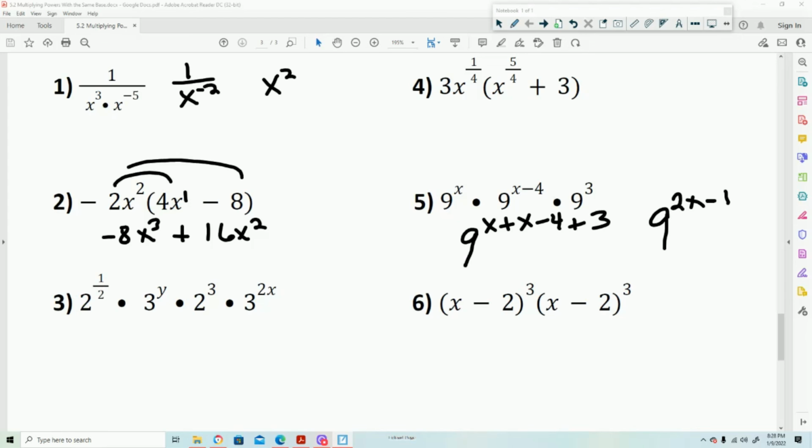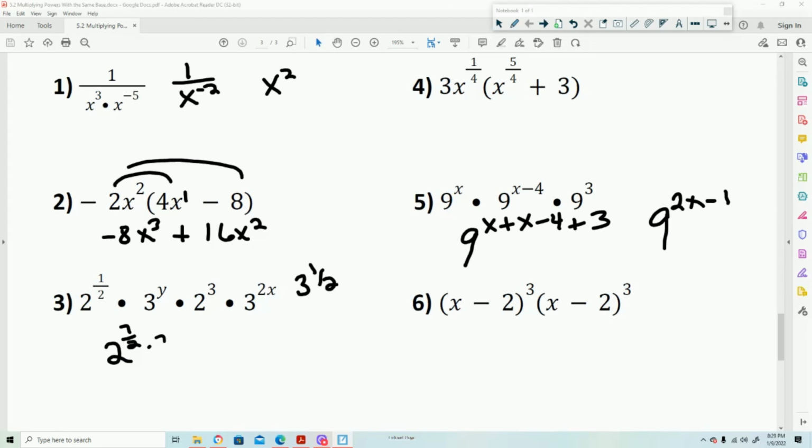Okay, let's look at this one. We got different bases, so I'm going to look at the 2's first, and I'm going to add those together. So 3 plus a half is just 3 and 1/2, but I want to make that improper. So if I take 3 and 1/2 and make that improper, that's going to be 7/2. Okay, so it's going to be 2 with a 7/2 exponent. And then we're going to look at the 3.